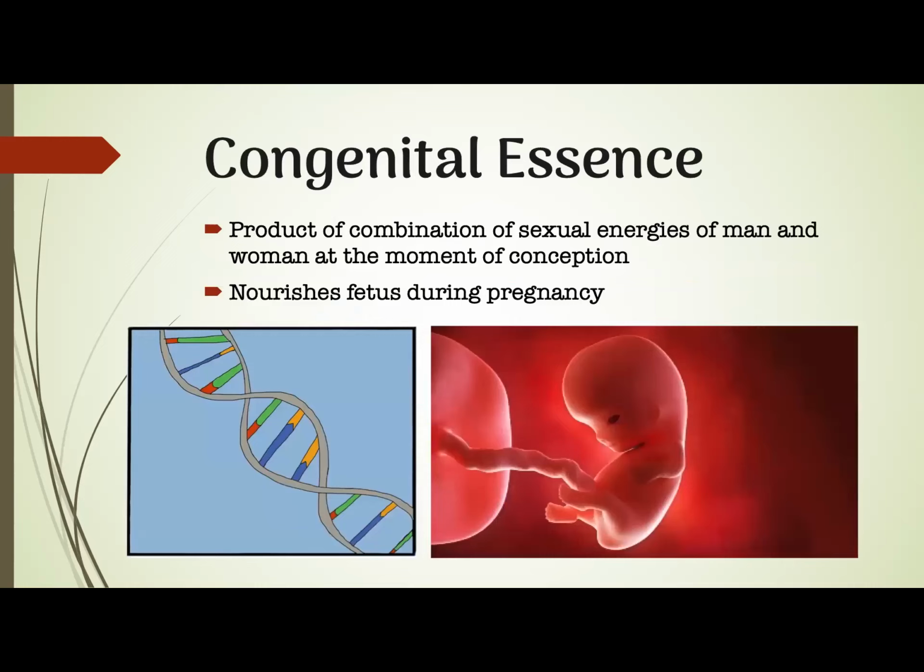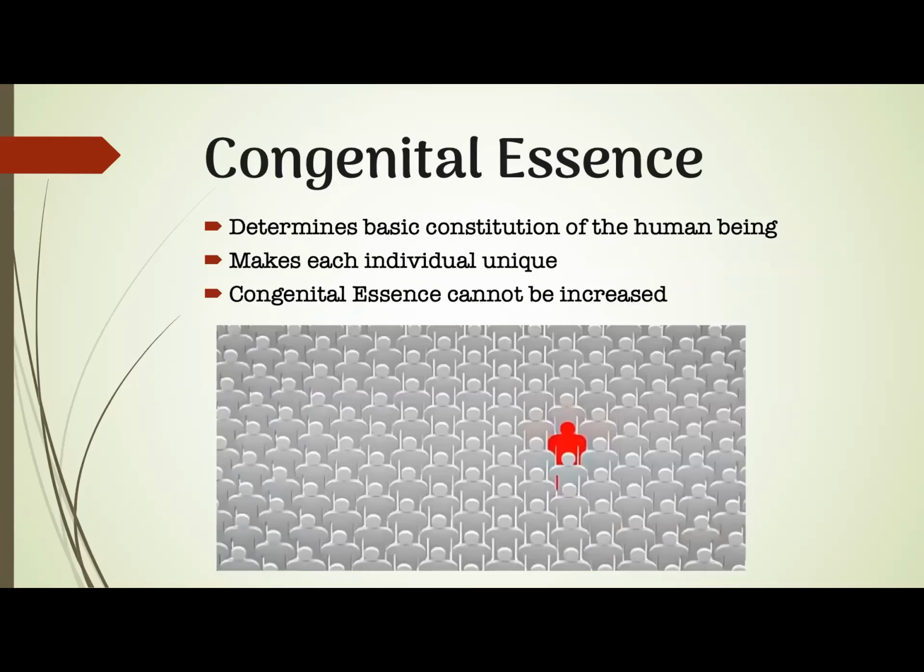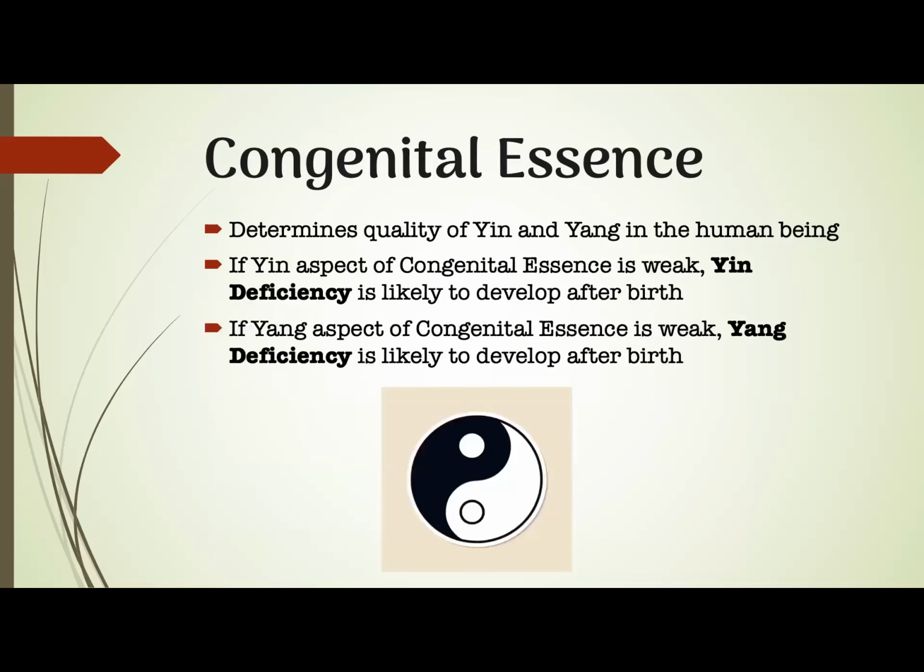Now, congenital essence is the product of combination of sexual energies of man and woman at the moment of conception. It nourishes fetus during pregnancy, as it is illustrated. It determines basic constitution of the human being, makes each individual unique, and congenital essence cannot be increased. Congenital essence determines quality of yin and yang in the human being. If yin aspect of congenital essence is weak, yin deficiency is likely to develop after birth. If yang aspect of congenital essence is weak, yang deficiency is likely to develop after birth. So, ang fetus to be considered as healthy, he should have a balance of yin and yang energies upon birth, as illustrated.